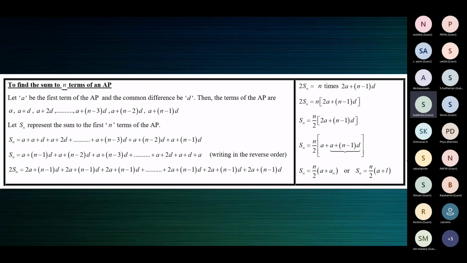So you'll have to remember these two formulae. You'll have to remember n by 2 of 2a plus n minus 1 into d, and this is how we get this. And you'll have to remember n by 2 of the first term plus the last term, that is a plus an.